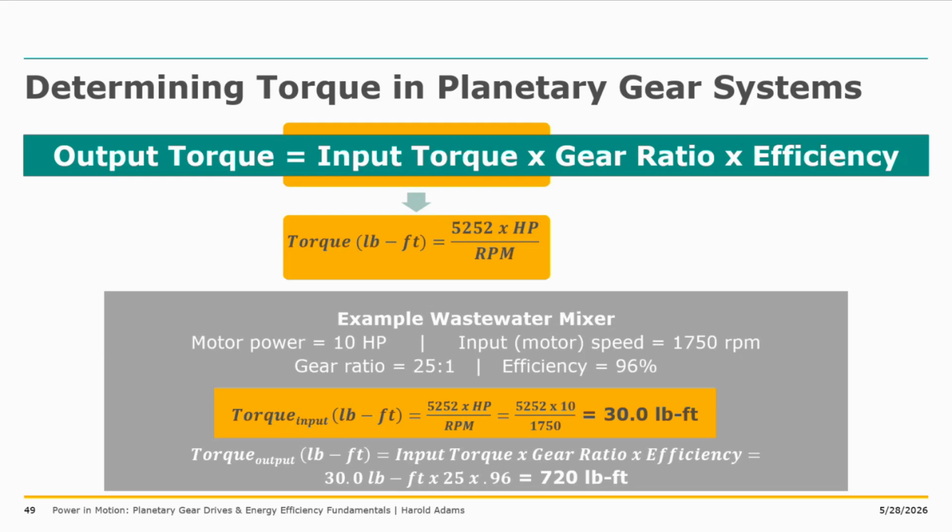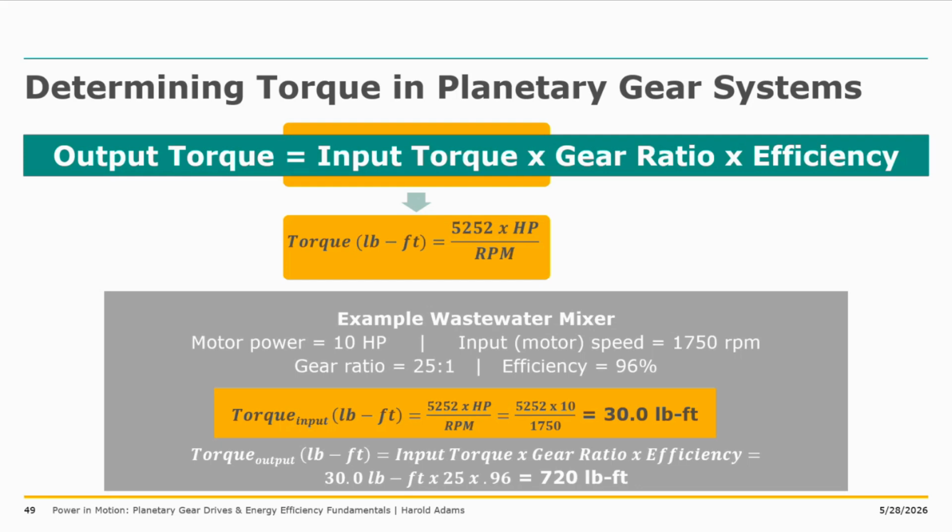So, determine the torque in a planetary gear system. In order for us to determine what the output torque is, first we need to calculate the input torque. Once that's defined, we would then multiply that by the gear ratio times the efficiency, and that will then give us our output torque for the equipment.